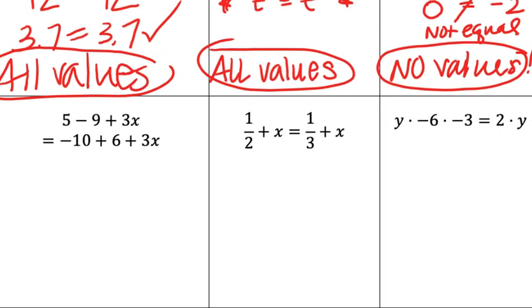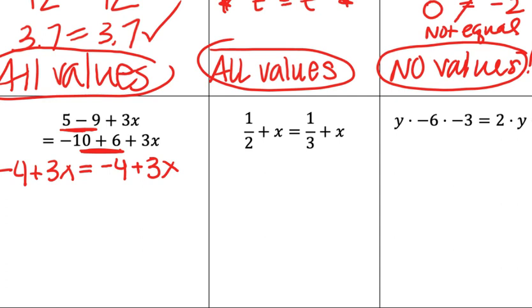Okay, next one. Your paper should look better than mine. Mine kind of got messed up here. But let's go ahead and simplify each side first. On the left, 5 minus 9, you get negative 4 plus 3x equals, and we combine negative 10 plus 6. We get negative 4 plus 3x.